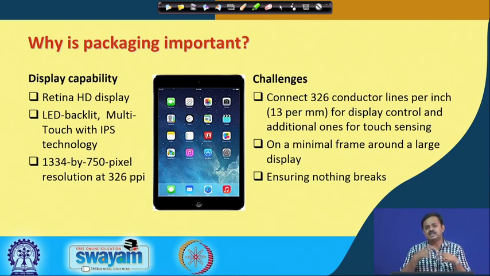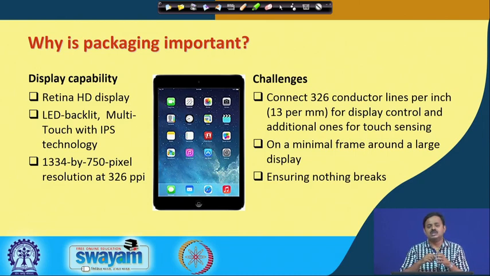So what is the challenge here? Yes, the display technology has advanced, but when you actually have to put it in a product, what are the things that you have to keep in mind? How do I connect these 326 conductor lines per inch? The 326 ppi resolution, which is 13 conductor lines per millimeter. That is what is required for display control, and there are additional ones for touch sensing. If it is a touch display, then you also need additional lines for sensing your touch. And do all this on a minimal frame around a large display and ensure that nothing breaks. So, these are the challenges. While display technology has really gone forward, there are equal challenges in bringing it into a product and ensuring that it functions properly and reliably and is protected from any environmental hazards.